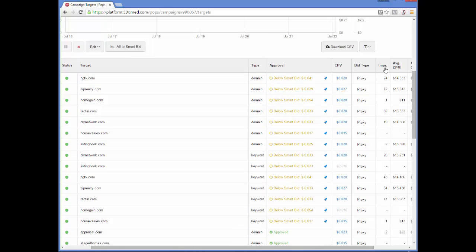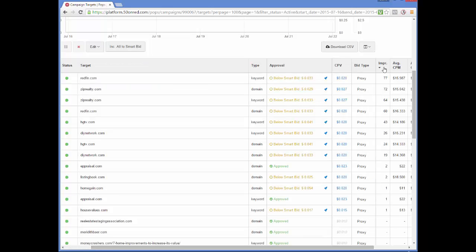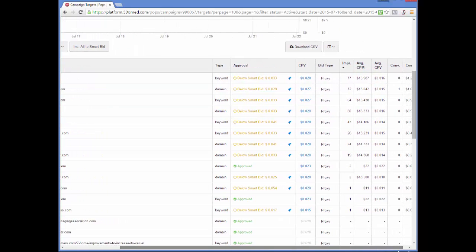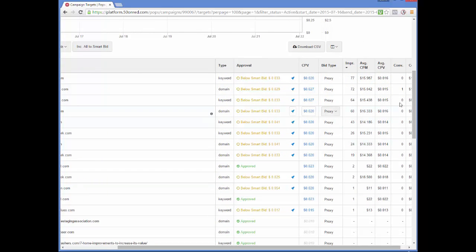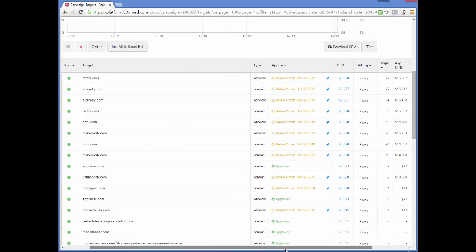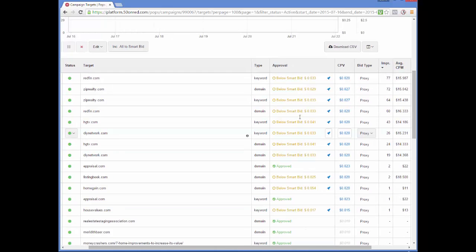Okay, so let's sort by our impressions. So Redfin is getting pretty high. Let's see here. So no conversions there. Our only conversion comes on the second line there, and that is Zip Realty. Okay. So we've got one conversion out of 72 impressions. We're going to keep an eye on that.